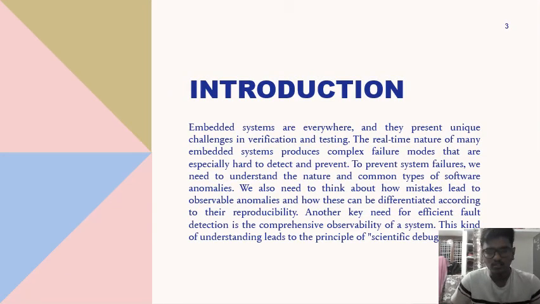Coming to the introduction, embedded systems are everywhere and they present unique challenges in verification and testing. The real-time nature of many embedded systems produces complex failure modes that are especially hard to detect and prevent. To prevent system failures, we need to understand the nature and the common symptoms of software anomalies. We also need to think about how mistakes lead to observability anomalies and how this can be differentiated according to their reproducibility.